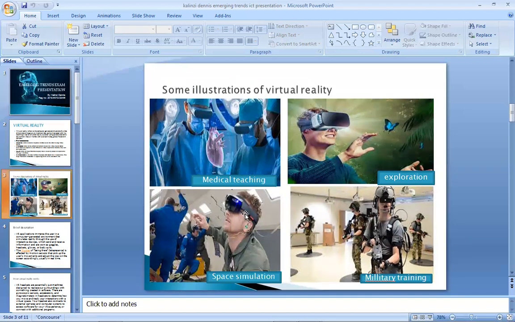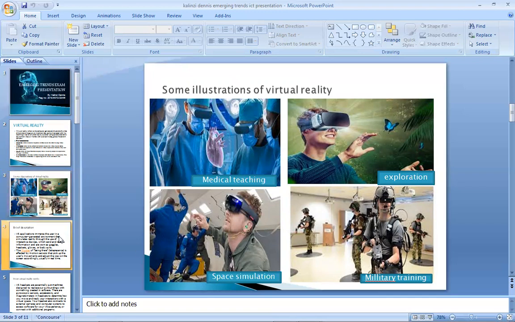People learn, this is a space simulation. People learn space, like being astronauts, but with virtual reality. And the last one is military training. Soldiers are taught, most especially by the US military, they have a program of teaching soldiers using virtual reality.